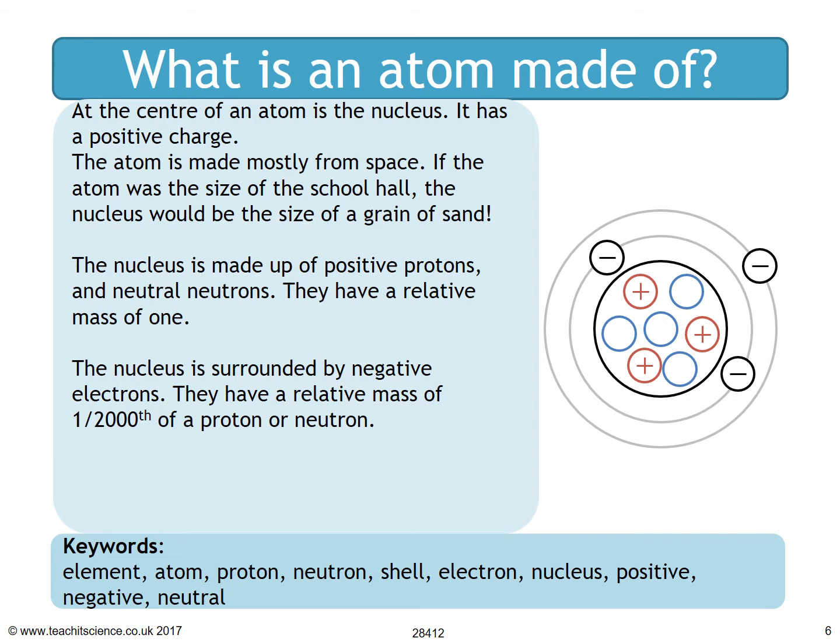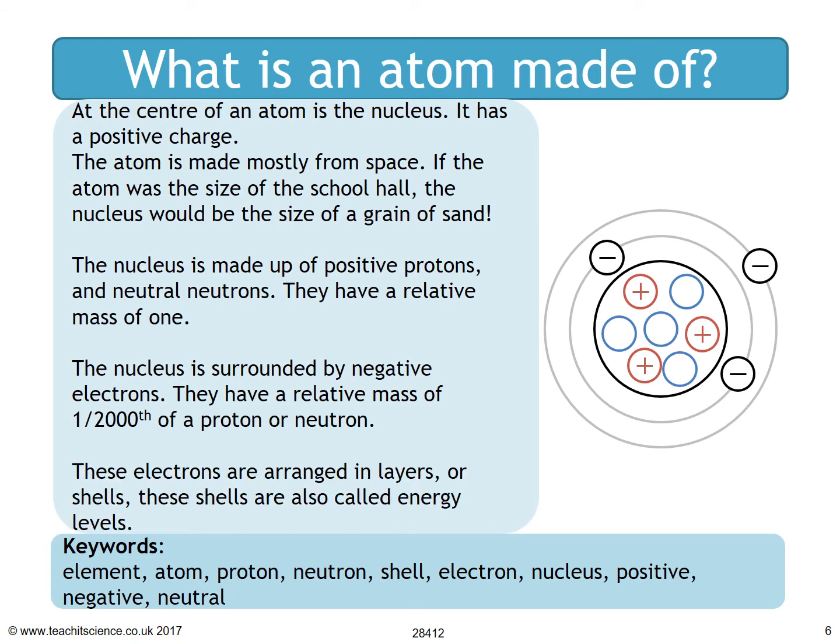Now, the nucleus is surrounded by negative electrons. They have a relative mass of 1/2000, which basically means if you took 1 proton or 1 neutron, you would have to have 2000 electrons for it to weigh the same mass. So, we generally ignore the mass of an electron because it doesn't weigh anything. Now, these electrons, even though they don't weigh anything, are incredibly important. They're not in the nucleus. They are arranged in layers or shells, and we call them energy levels.